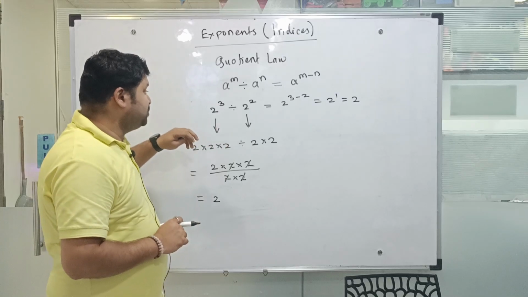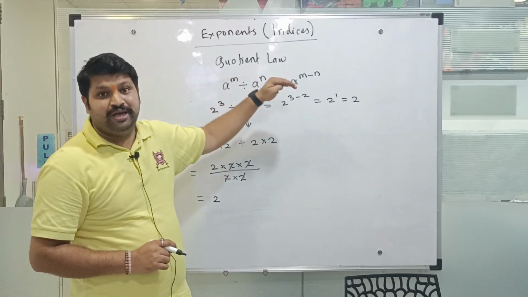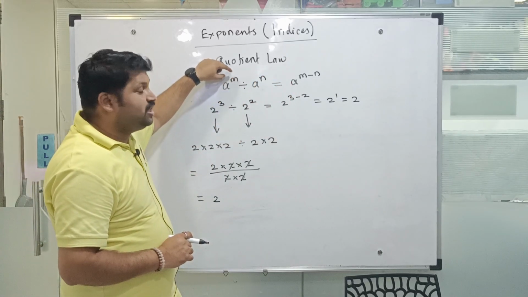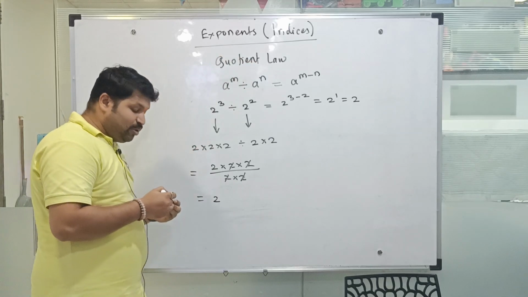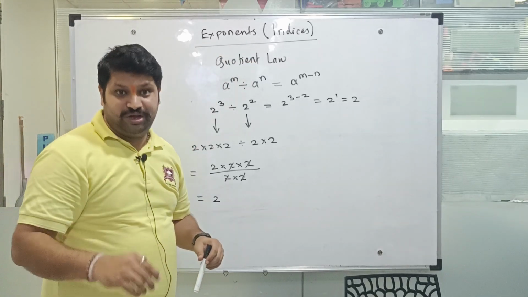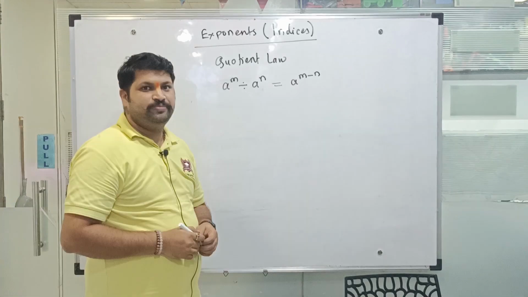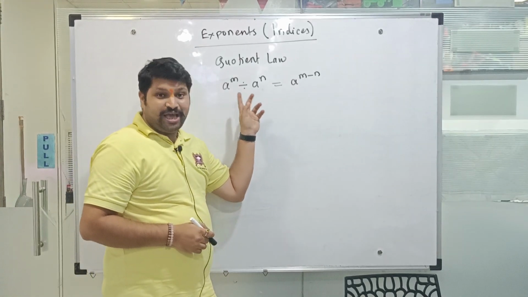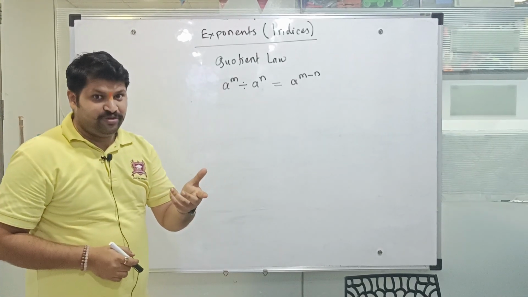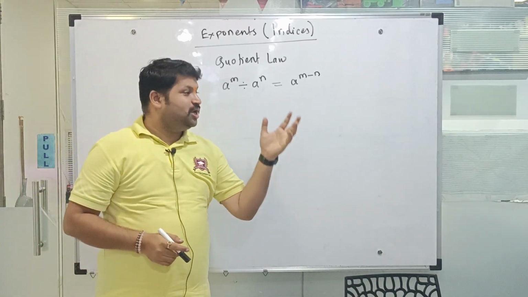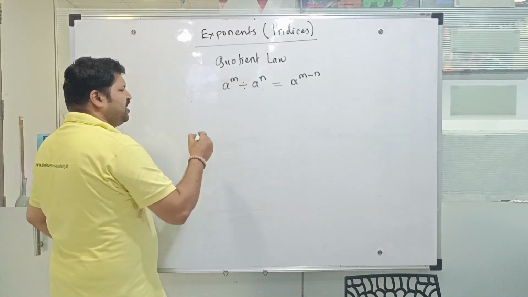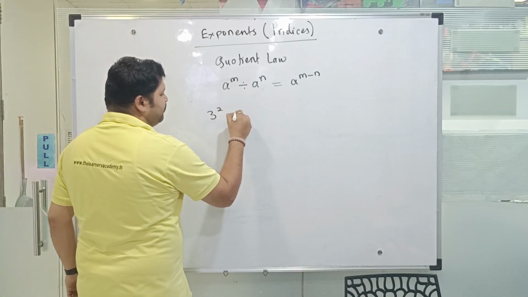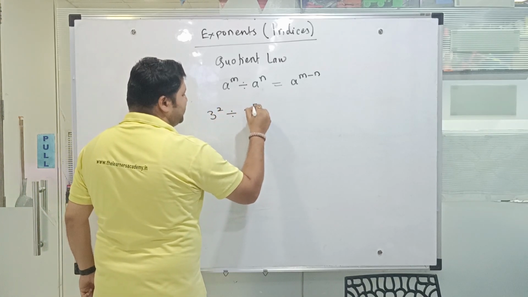So this was the first case where m was greater than n, or the index of the numerator was greater than the index of the denominator. Now let us see what happens if we do it the other way around. Now we are considering m and n both positive, both are positive integers, and n is greater than m. So let's say we have 3 to the power of 2 divided by 3 to the power of 5.